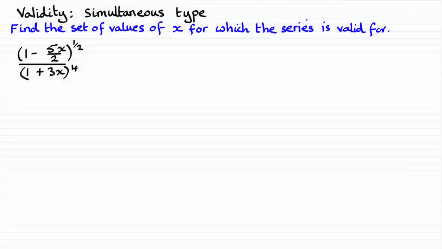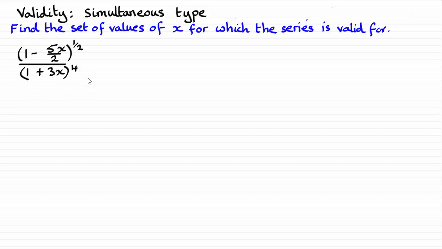Now in this next section, what I want to do is go back and just extend the work we've done on the validity of a binomial expansion. In this example, I'm going to be looking at what I call a simultaneous type. And so to demonstrate it, I've got this example here.